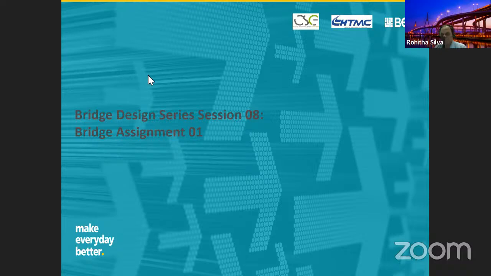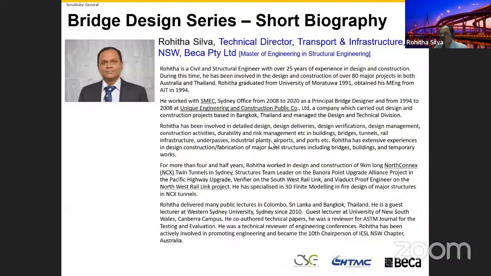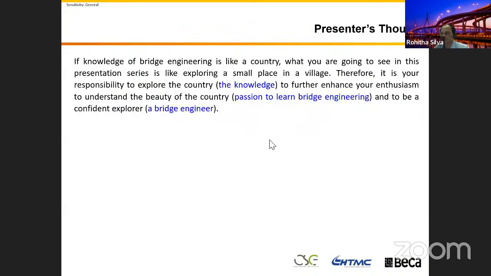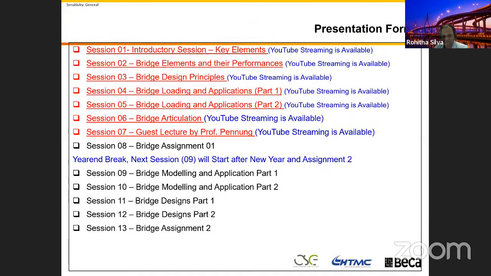The first couple of slides I leave as they are for legal reasons, and the format of the presentation I just updated a bit from the previous one. I think it makes more sense. Today we're going to discuss the bridge assignment, and then next year, after the year-end break, we're going to start the new session.